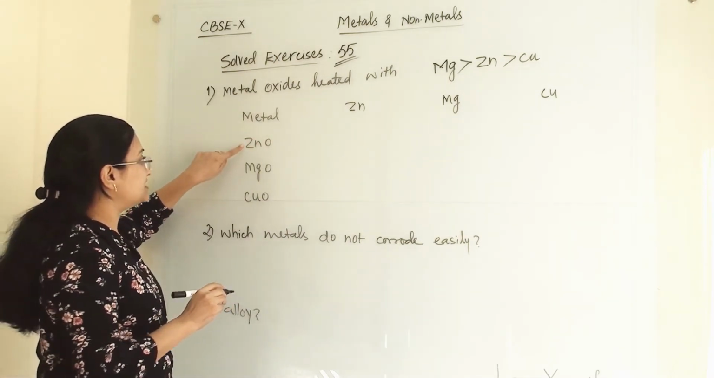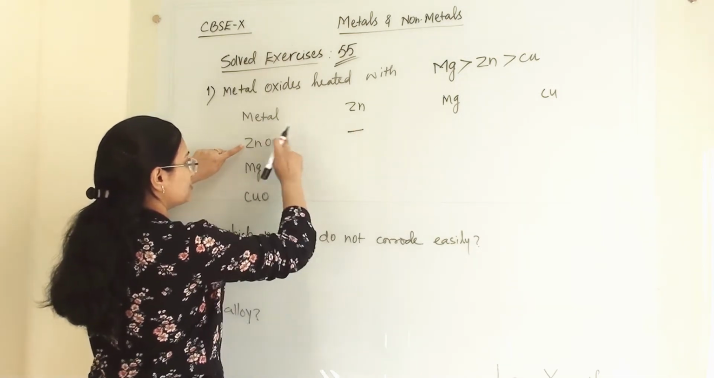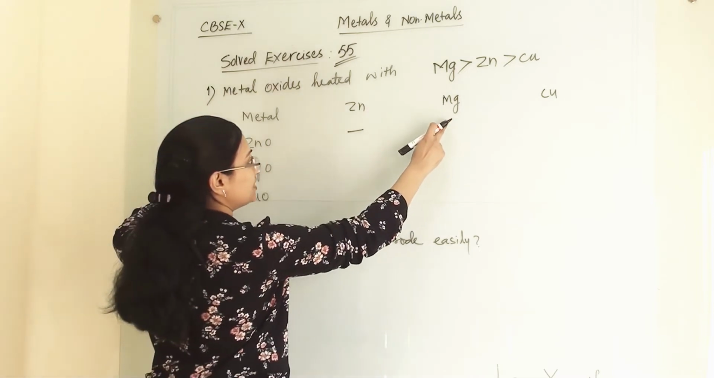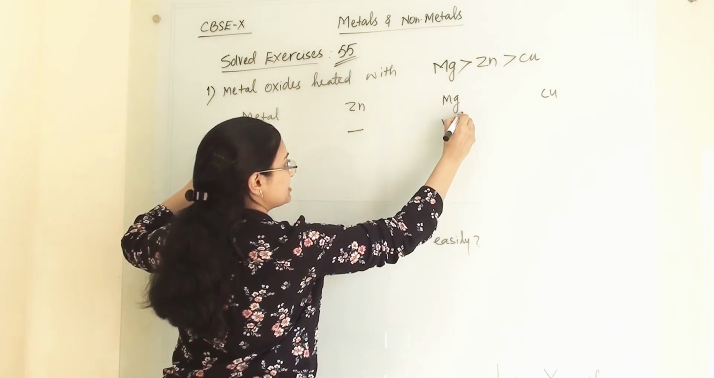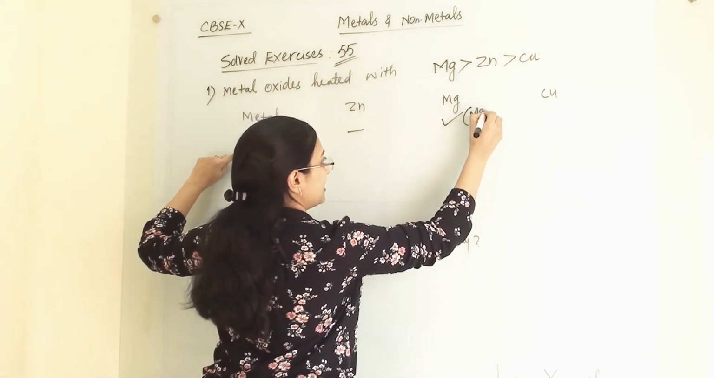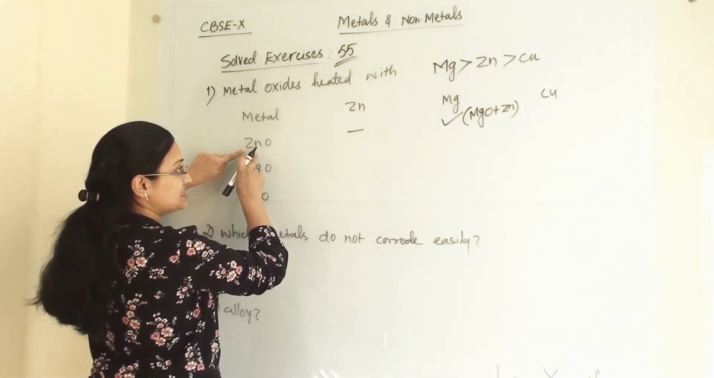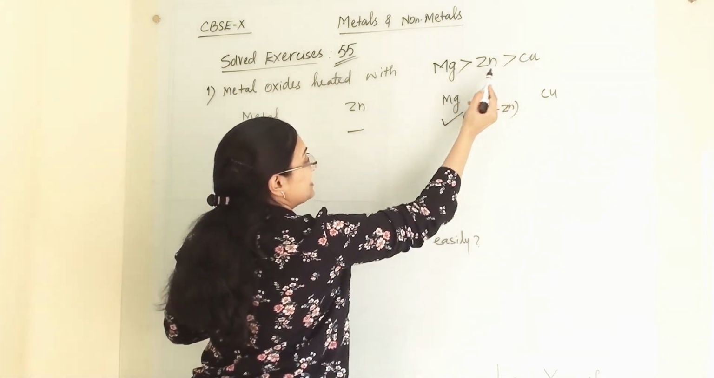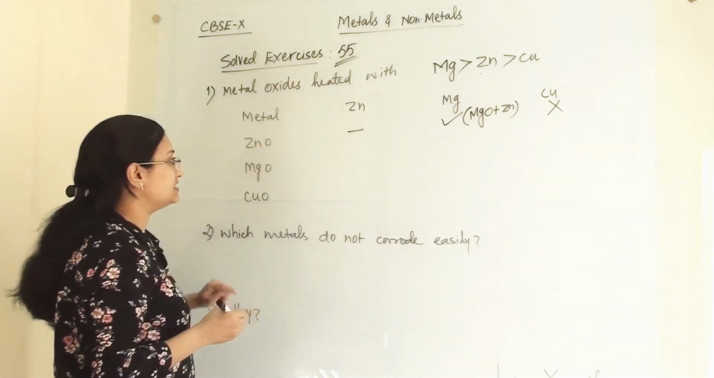When zinc oxide is heated with zinc, there won't be any reaction because both metals are the same. When zinc oxide reacts with magnesium, magnesium is more reactive, so a displacement reaction can take place and we will get MgO plus Zn. So magnesium has replaced zinc. Now copper: copper is less reactive compared to zinc, so the reaction is not possible in this case.